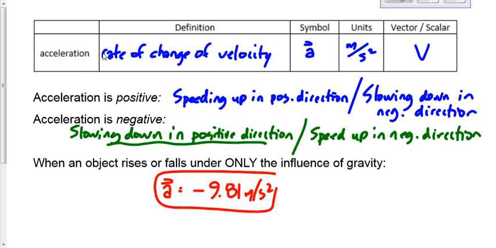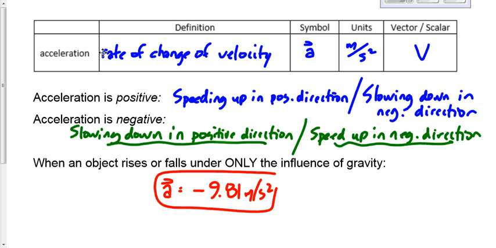What happens when it comes back down? It speeds up in the negative direction. We would call that a negative acceleration, speeding up in the negative direction. So regardless, whether an object is going up or down, if it is under the influence of just gravity, its acceleration is negative 9.81 meters per second squared.